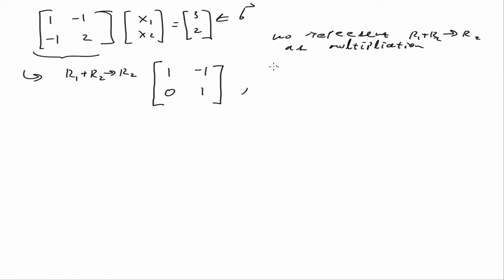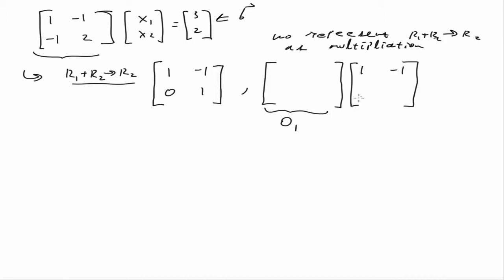So it turns out, let's try this. And this is going to be called my row operation matrix. I'm going to give this a special name. I'm going to call this operation 1 because it's the first operation we did. Okay? And we're going to multiply it by our starting matrix, our A, just this one right here.